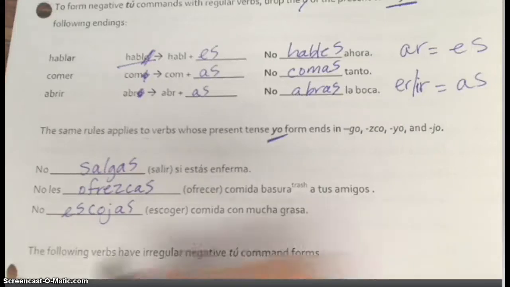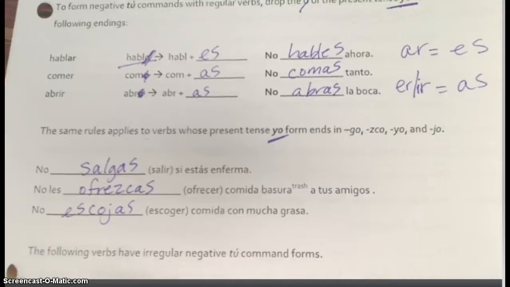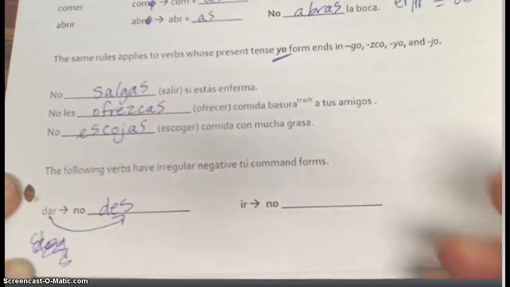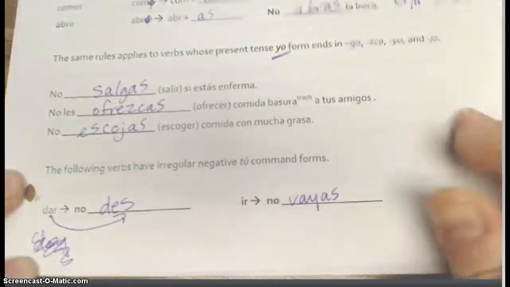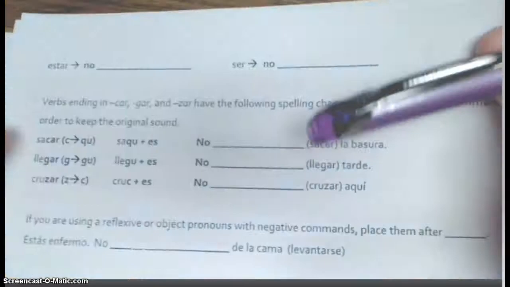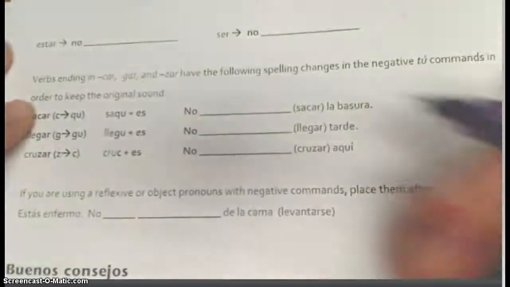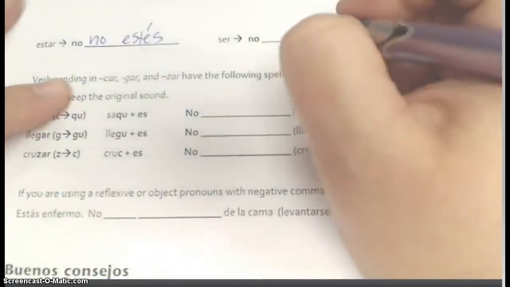The following verbs have irregular tú commands. So I've got no des. Again, it seems normal, right? Because instead of AR, I'm putting ES, but it would be doy, and then that gets weird. So that's why it's irregular. Ir would be no vayas. Estar would be estés, no estés. And ser would be no seas.